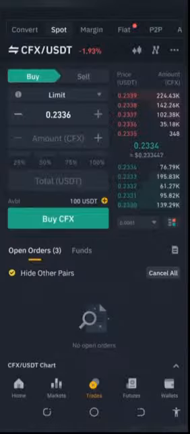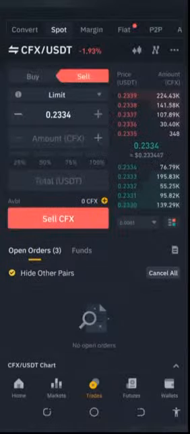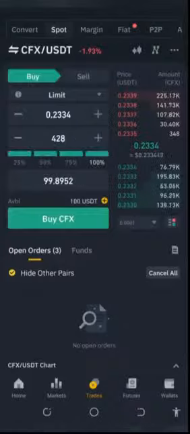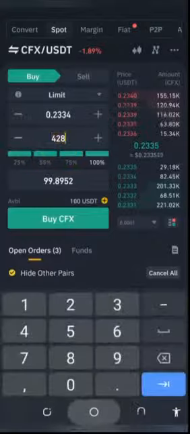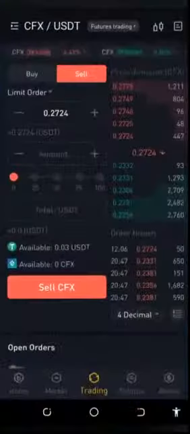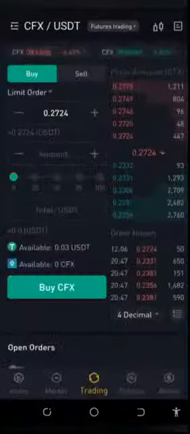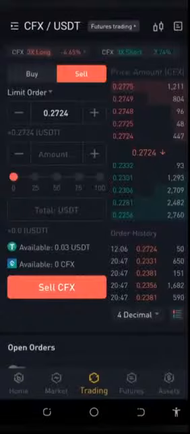So first off, let me see how much I can pick. First, let's just do the refreshings and then see how much we can pick with this. Okay, so we'll get 428, and it will pick 99.89. Okay, so 428, let's copy that. And then let's go over to BuyTrue. Let's do the refreshings, make sure that everything is touched and everything is good.